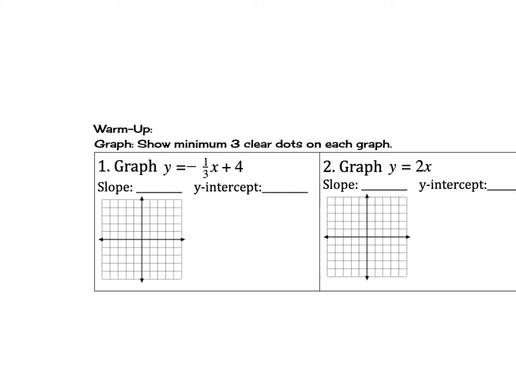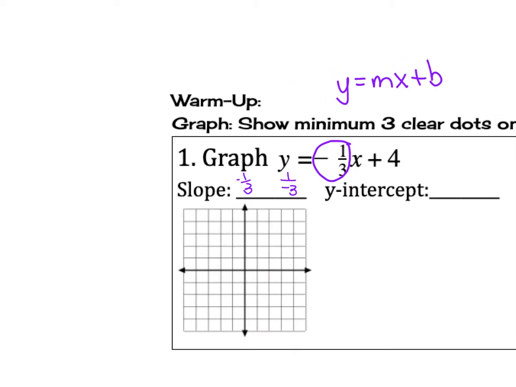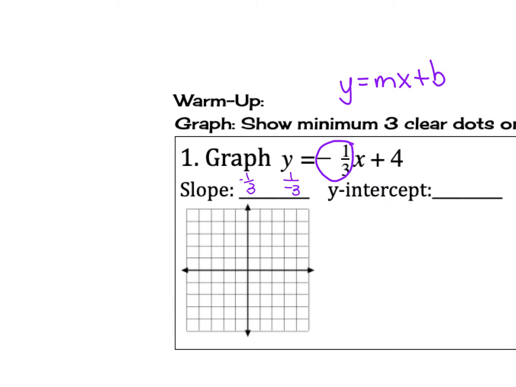So hopefully you tried it out and were able to graph these. First, you need to identify, so y equals mx plus b. We identify the slope, and the slope is next to that x value, right? It's our m. And so we can write that as negative 1/3 or 1 over negative 3. It's the same thing. Now, the reason why I do that is because remember that slope is rise over run, rise over run.